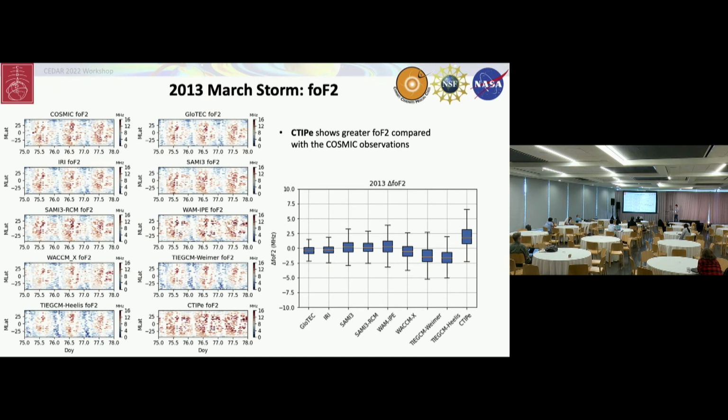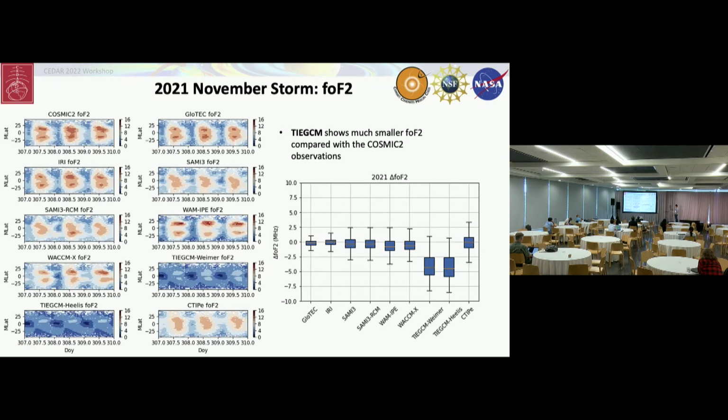Next, we compare the FOF2. Here shows the observations from the COSMIC 2 FOF2. It shows very sparse observations during this time, but you can roughly see that the quantities between the observations and the models are really comparable, except that the CTIP shows relatively large values compared with other models and observations. Here shows the statistic result that most models are quite close to the COSMIC observations, except that CTIP is significantly overestimated.